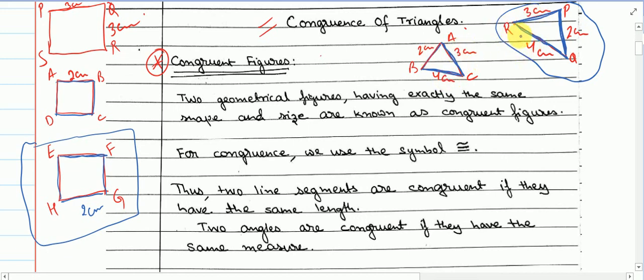So these are congruent. So how do we write? We write like this: triangle ABC is congruent to triangle PQR.